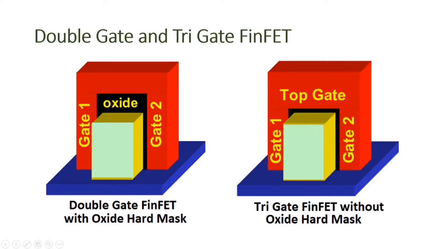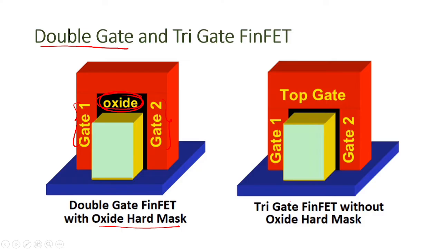FinFETs are of two types: one is double gate and the other is tri-gate. What does double gate mean? You have two gates over here, gate one and gate two, with the oxide hard mask. There is an oxide layer in between. This is nothing but double gate.